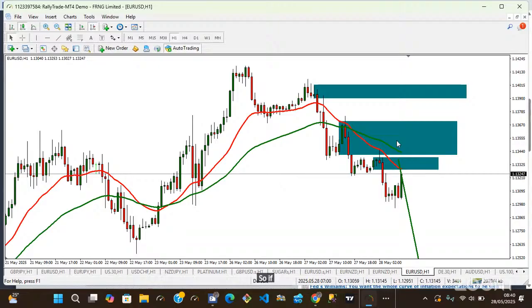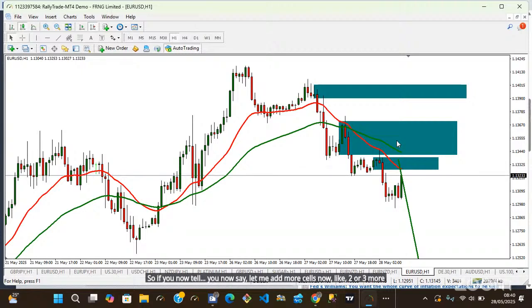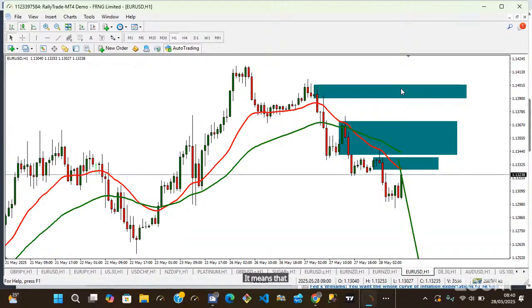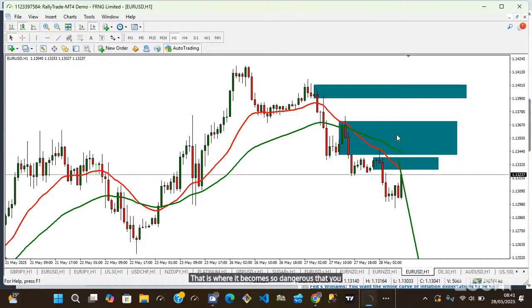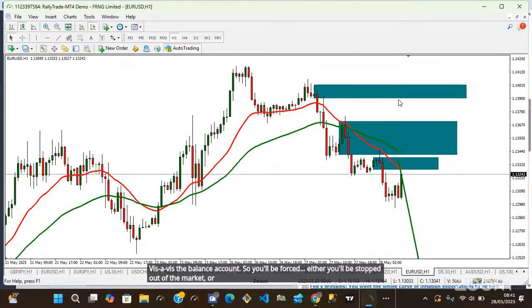So if you now say, oh, let me add more sells now, like two or three more sells, so that I will quickly be in profit, what if price decides to go as far as this point? This is where you are putting your account at risk. It means that the negative will be so significant that your account might feel it. If you don't have a sizable account, that is where it becomes so dangerous that you will not be able to hold on to that negative vis-a-vis the balance of your account. So you'll be forced, either you'll be stopped out of the market or you'll be scared and you start taking out the huge negative you have, right?